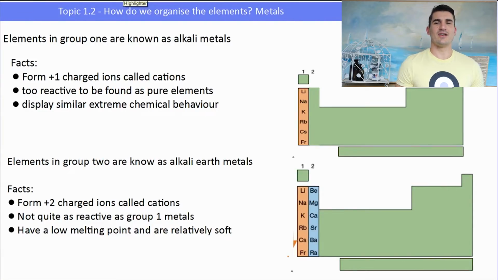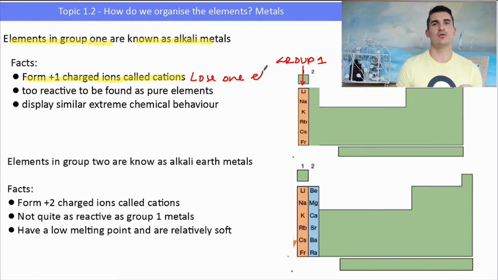So elements in group 1 are known as the alkali metals. So anything in group 1 except for hydrogen is described as an alkali metal. A few facts about alkali metals. They form +1 charged ions. Metals like to lose electrons, and elements in group 1 will lose 1 electron to become positively charged. The only way you can become positively charged is if you lose an electron, because an electron is negatively charged. So they form +1 charged ions, which are called cations. They're too reactive to be found as pure elements, and they display extreme chemical behavior. They are very, very reactive.